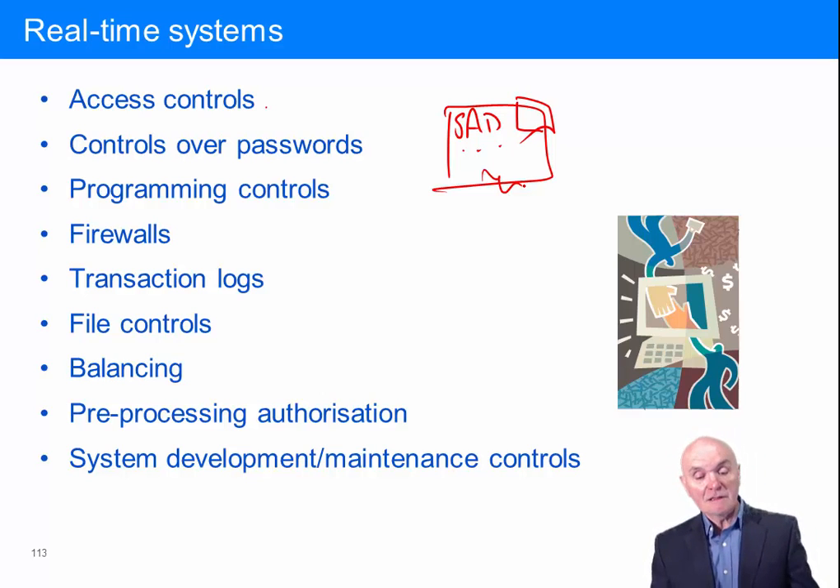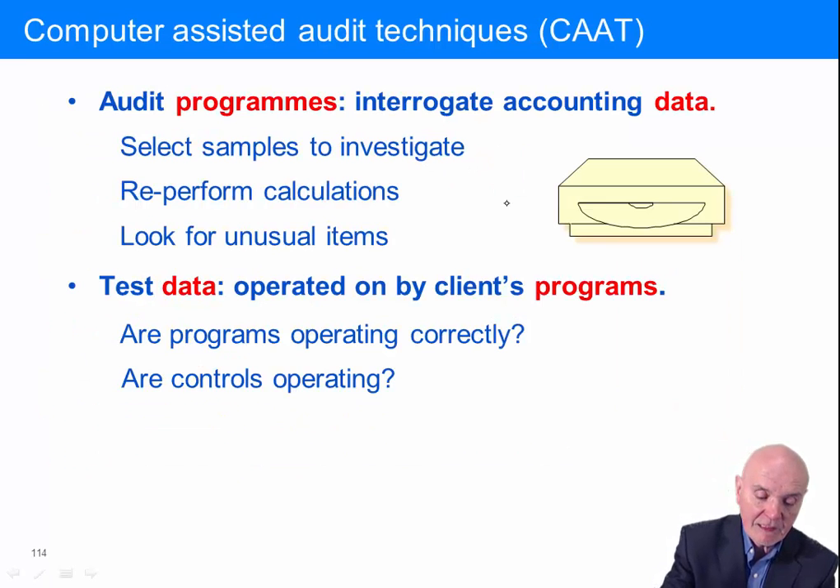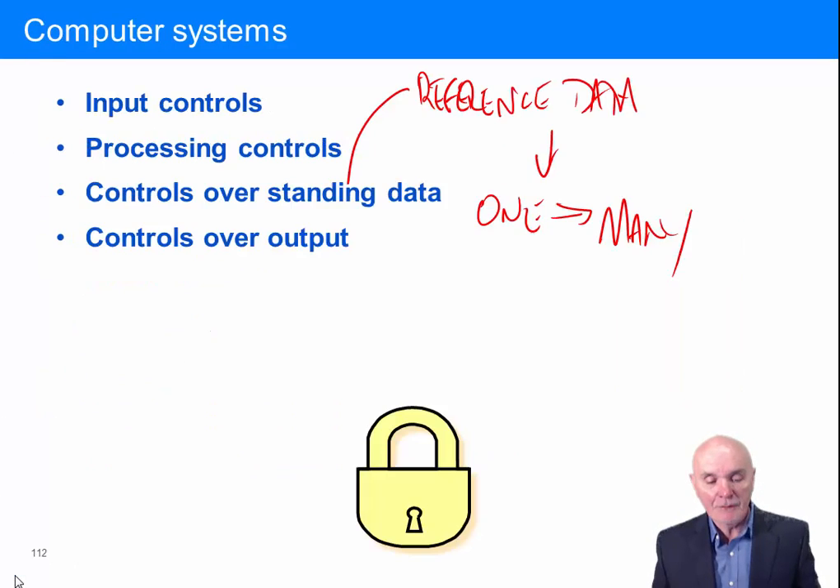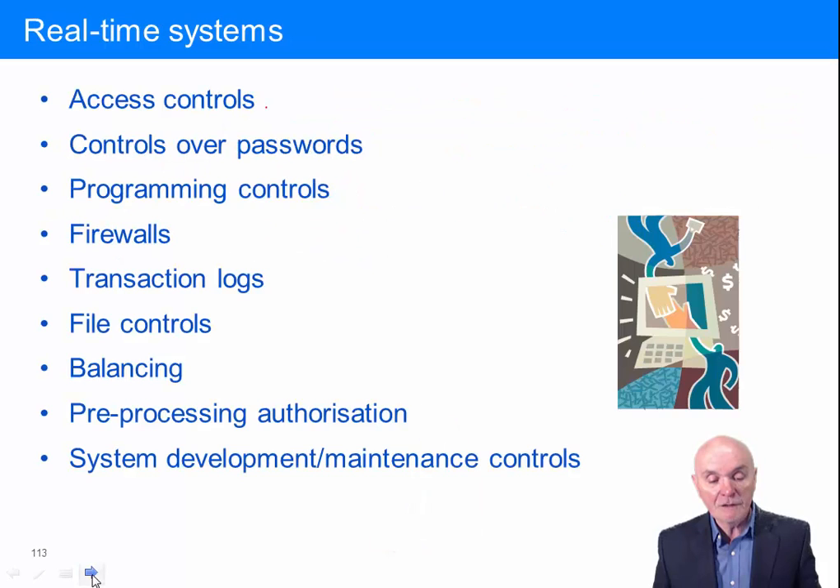Systems development and maintenance controls are very important. We have to be a bit careful about updating programs. To some extent, this is going to overlap with the development. So we're just expanding some of the care we need with the development of new programs and new systems.